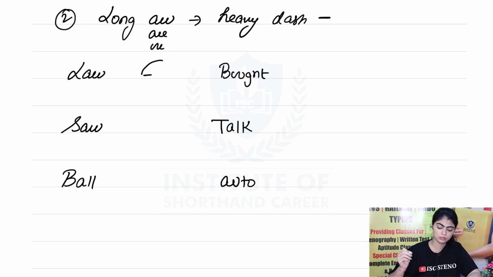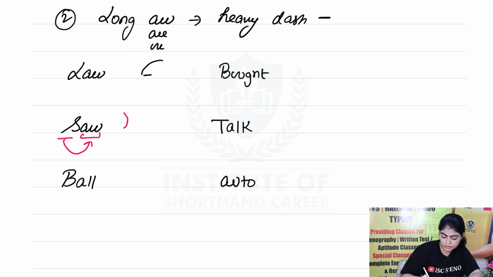Now let us see. The first word is saw. So make an S above the line. After S, the or sound is coming. Place a heavy dash on the first place. This is saw. Okay. Next is ball. Ba or sound is coming in this. So ba, or, and l. Ball.